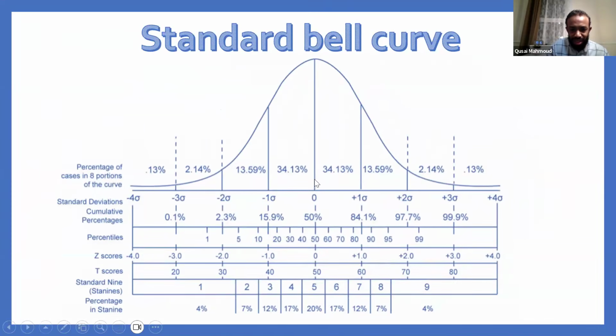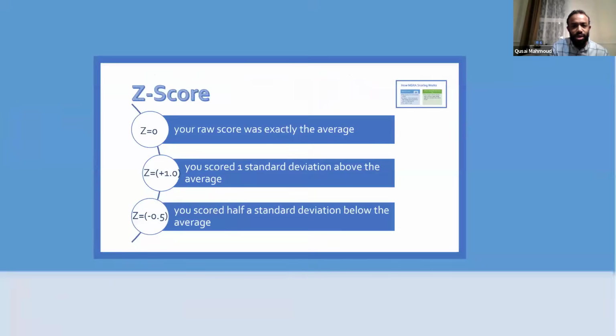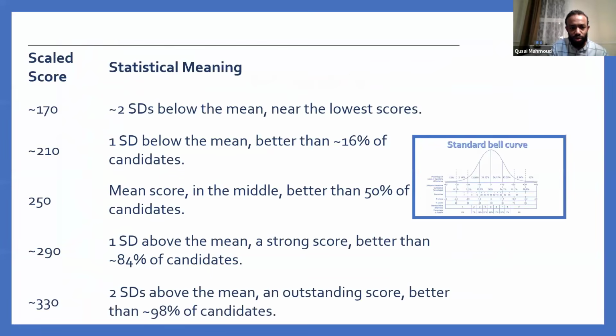Look at this. This is the average. This is 1 standard deviation less. This is 2 standard deviations less. That means, what does that mean? That means I'm scoring very low. If you are scoring 210, which is 1 standard deviation less, why? Because the average is 250. Now you are scoring 40 marks less, which is 210. If you are scoring that, you are scoring 1 standard deviation less.